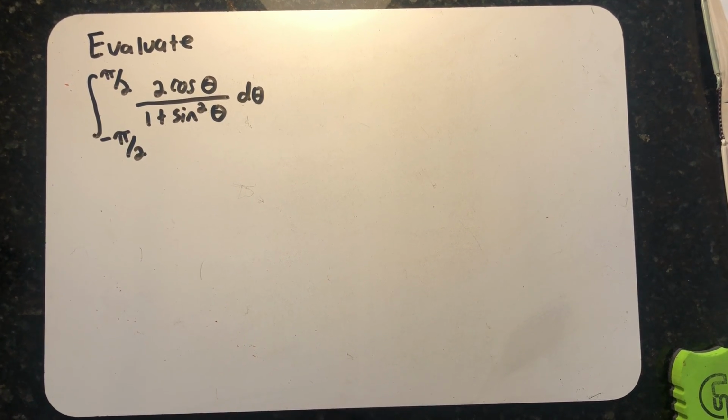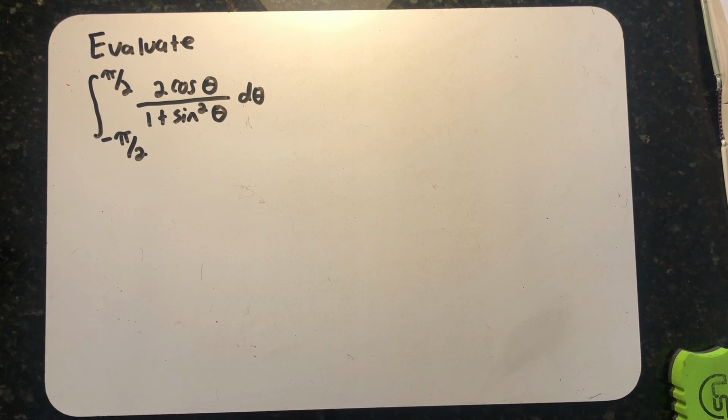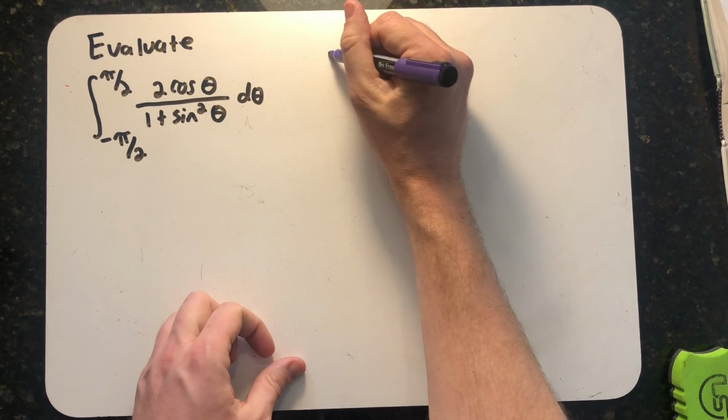Let's evaluate this definite integral. So I'm supposed to integrate from minus pi halves to positive pi halves, 2 cosine theta divided by 1 plus sine squared theta d theta. I'm going to proceed with a substitution.